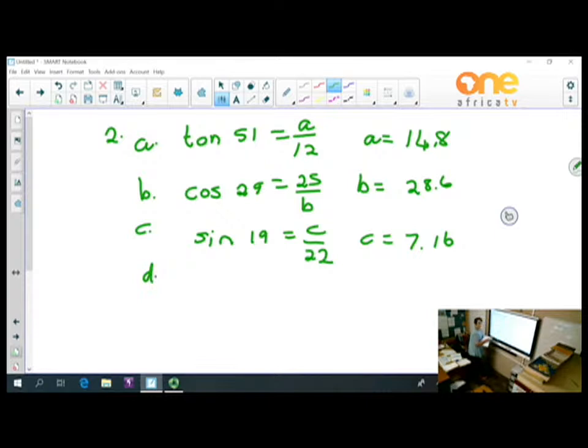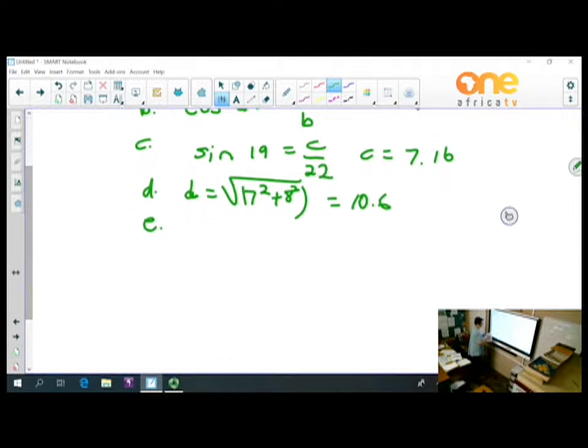Question D. Which function? There we're actually finding the third side. Can you see that this time it's going to be Pythagoras: 7 squared plus 8 squared. We can get those questions. And my answer is 10.6.